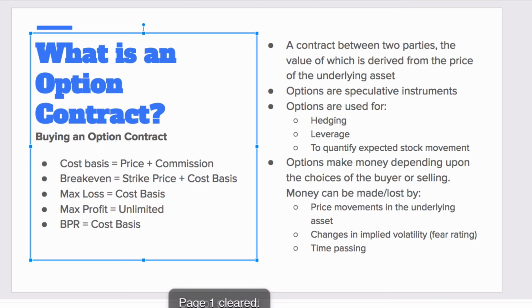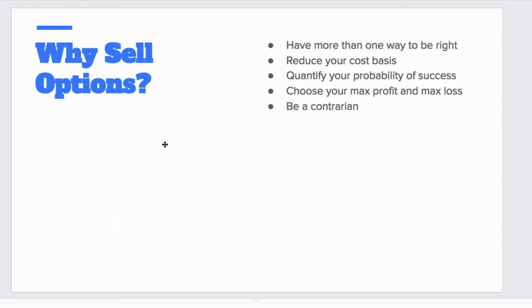So that's buying an option contract, but we looked in Module 1 at selling an option contract. This is where we're going to spend most of our time. And the reason that we're going to look at it, and we'll dig into this more, is that you've got more than one way to be right. It's not just about direction. It gives you a way to actually reduce your cost basis. You can buy 100 shares of that $100 stock for less if you sell options as well as buy that stock. You can quantify your probability of success.